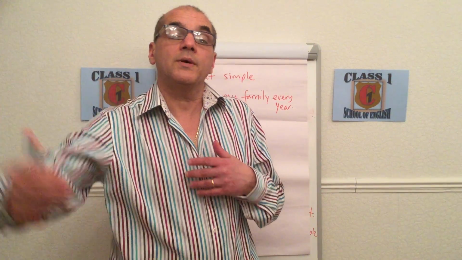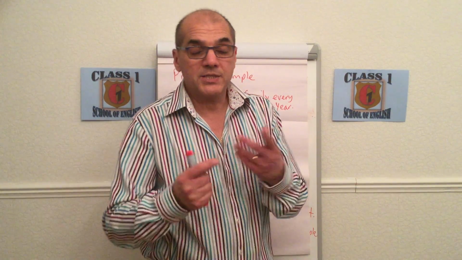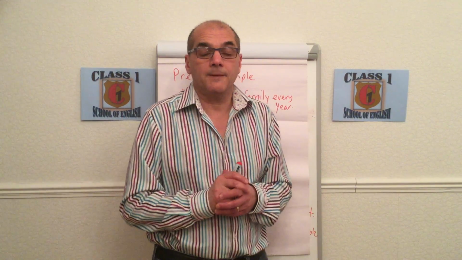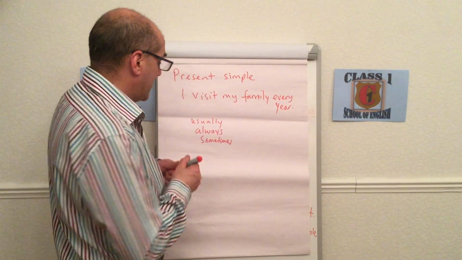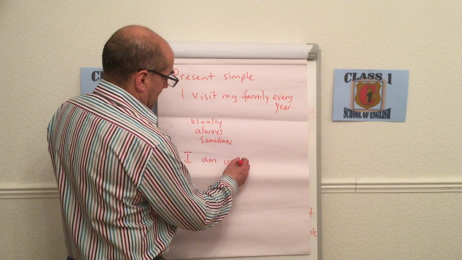So when you're talking about something that you do on a regular basis, something on a routine, you use the present simple. The present continuous, this is something you would use for two reasons, okay? One of it is for when something is happening right now. I am writing.